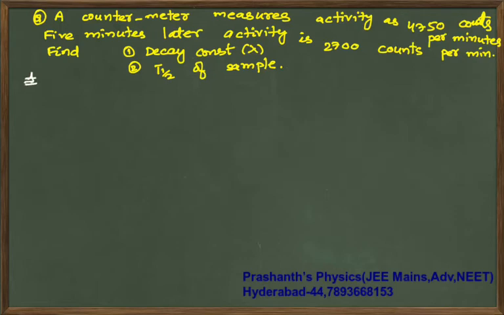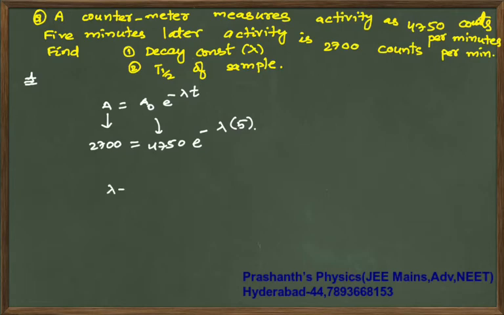Now I told you activity is given, right? So we know that A is A naught times e power minus lambda into t. Initially it is 4750. After time, that means after 5 minutes, it is 2700. So 2700 equals 4750 times e power minus lambda into t. The t value is 5 minutes. Okay, right? So from here, you get the value of lambda.